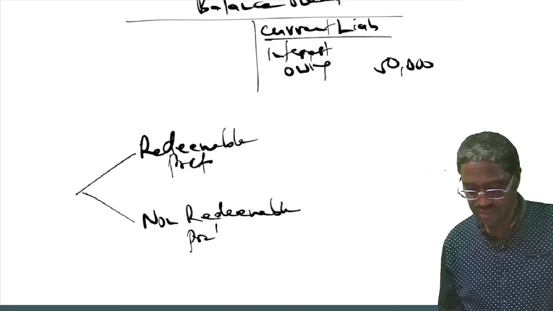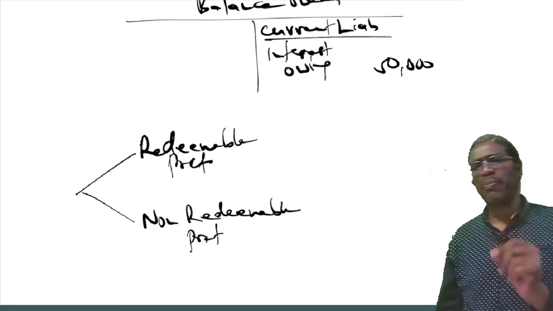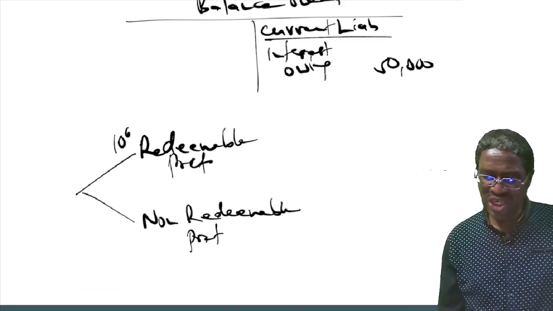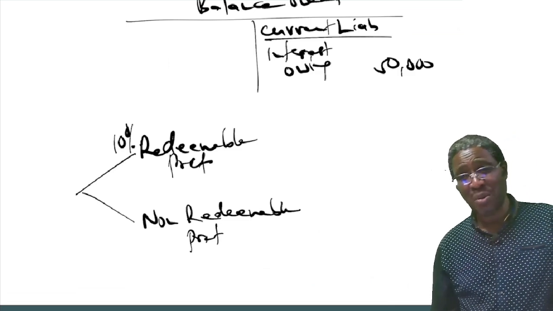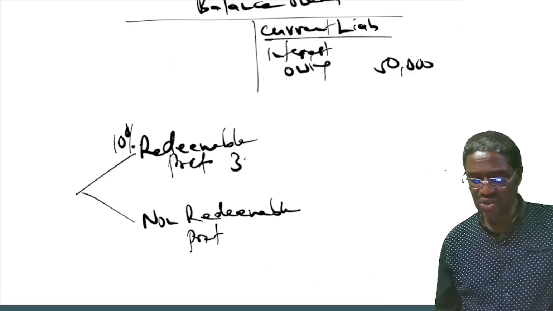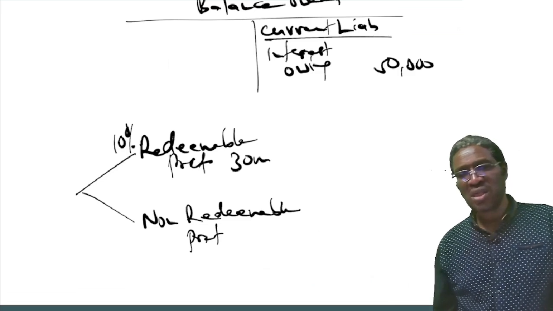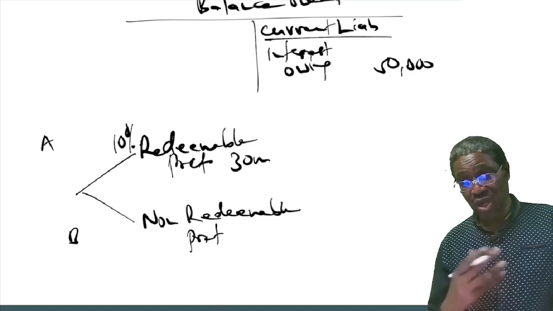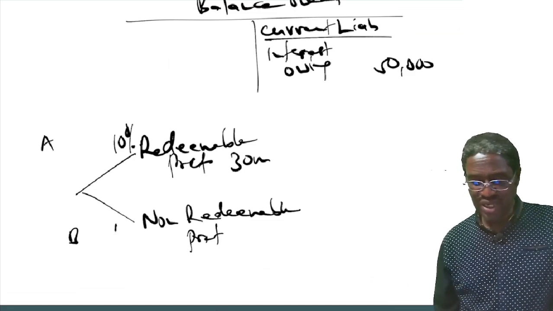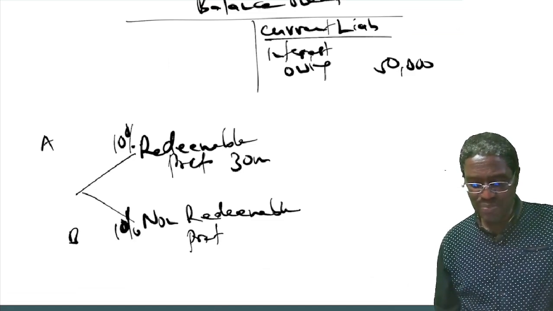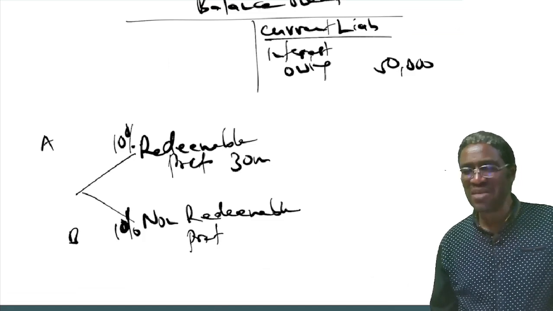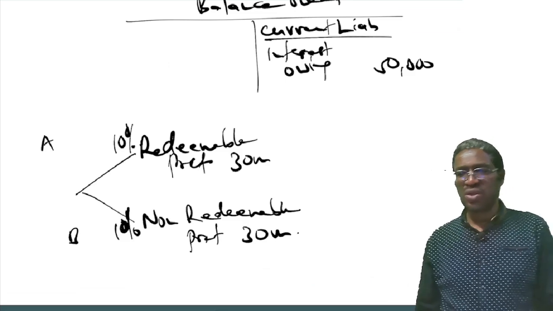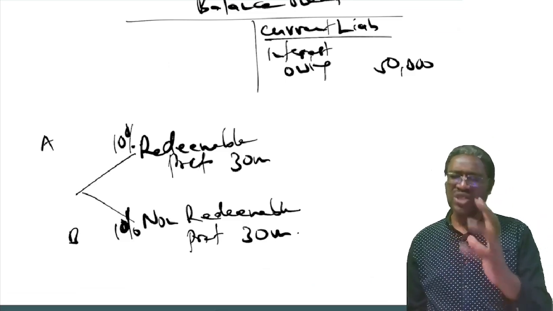preference share. Let us assume company A, when they were trying to raise finances, issued 10% redeemable preference shares amounting to 30 million. Company B also wanted to raise finances, but they decided to issue 10% non-redeemable preference shares amounting to 30 million. So both companies raised 30 million.